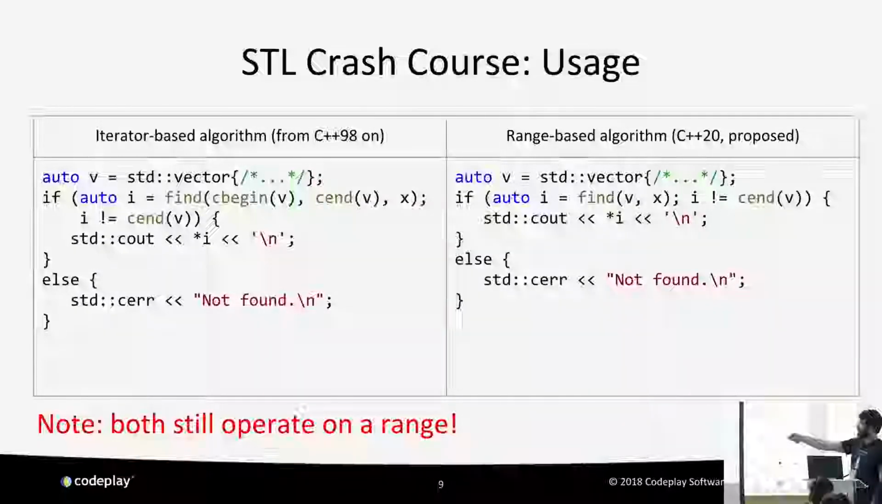So it's a little bit easier to read here, because we're just saying let's find x in the whole of v. So it's quite a bit nicer. They're both still operating on a range, and we still get back an iterator from this find here. The only difference, well, there's a couple of differences that I'm not going to go into, but the major difference for this talk is that we're just going to be passing in a v instead of a pair of iterators.